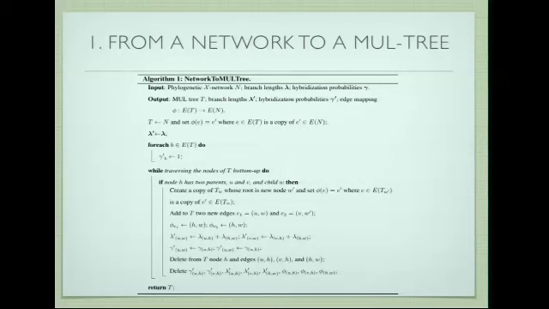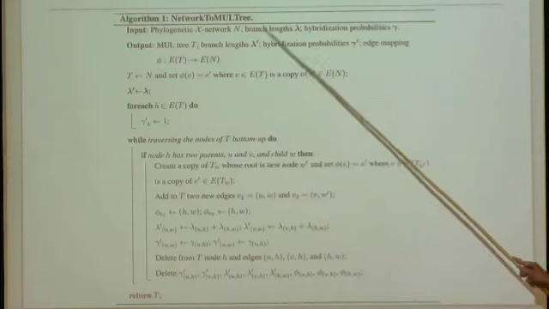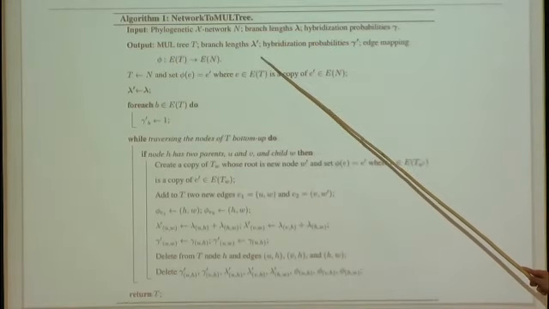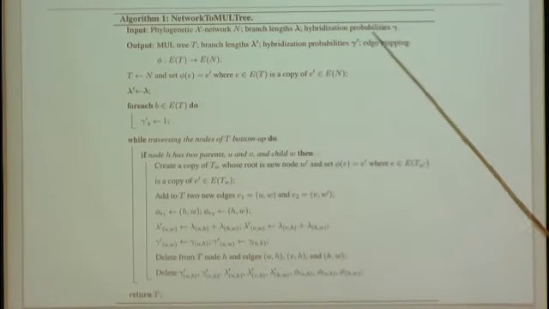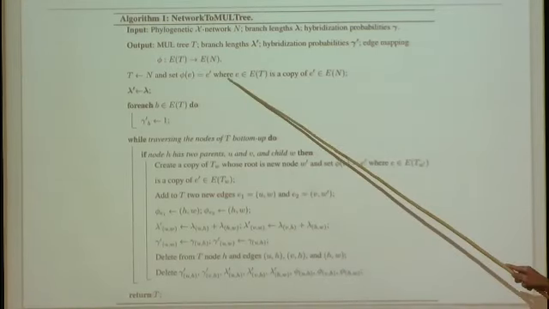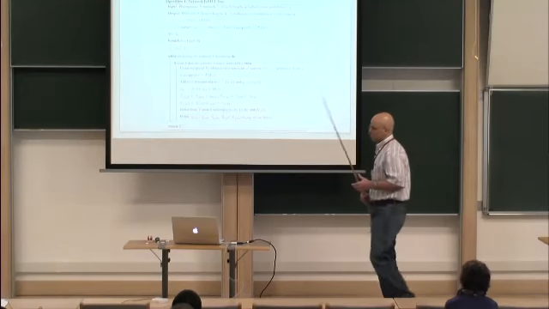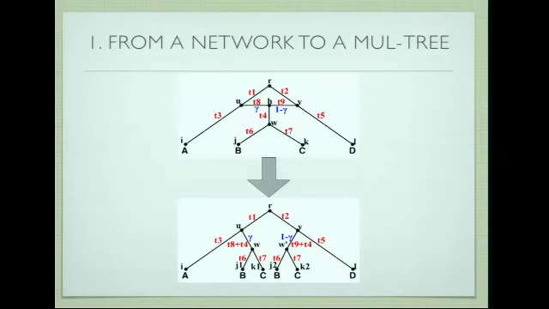I will show, the description of it is here, but we will see it in a figure. We need to get the branch length, so we need to translate the branch length from the network to the multi-labeled tree. We need to translate the hybridization probabilities from the network to this. And we need to keep an edge mapping between the multi-labeled tree and the network. And let me show you an example.